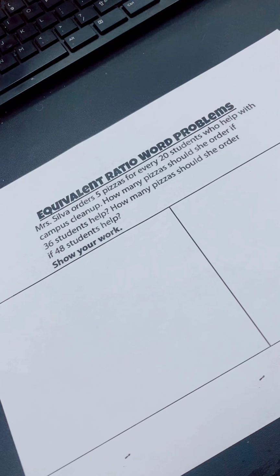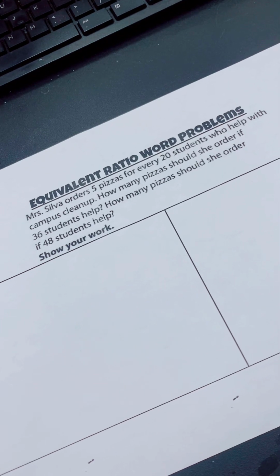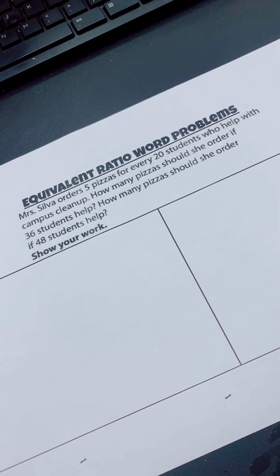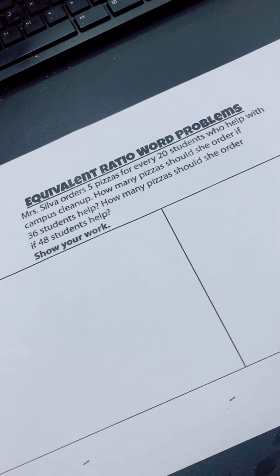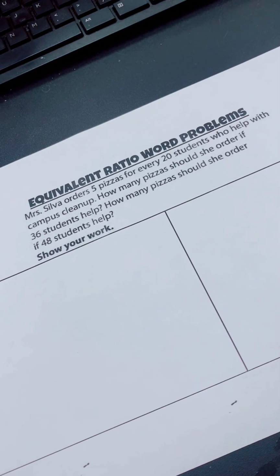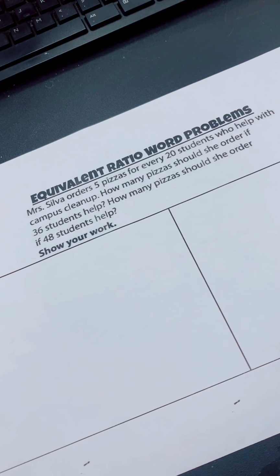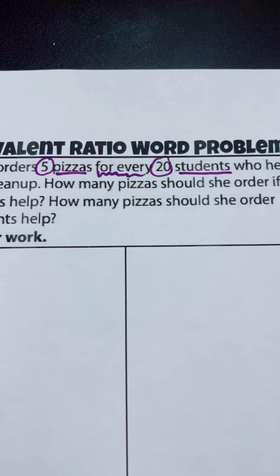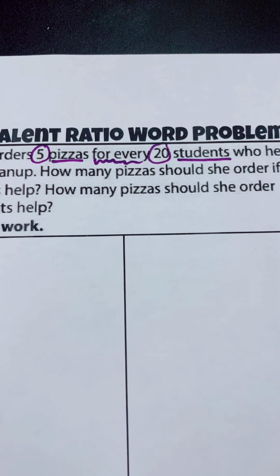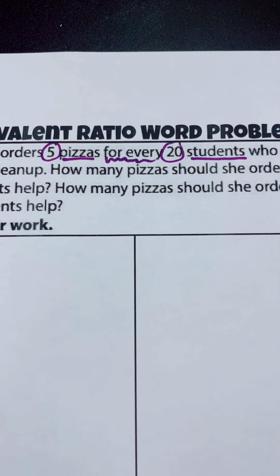Equivalent ratio word problems. Mrs. Silva orders 5 pizzas for every 20 students who help with campus cleanup. How many pizzas should she order if 36 students help? How many pizzas should she order if 48 students help? Show your work. Our original ratio is 5 pizzas for every 20 students.